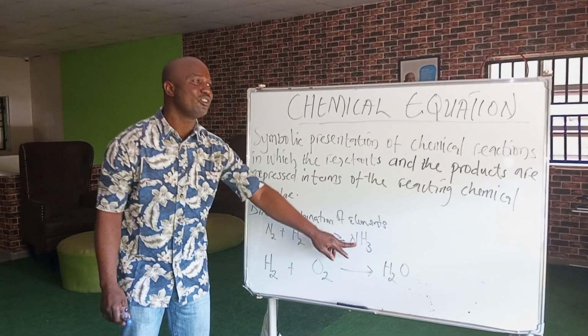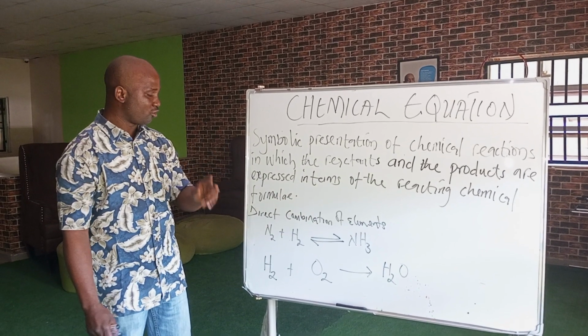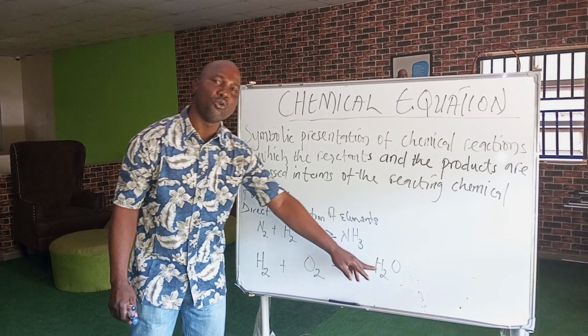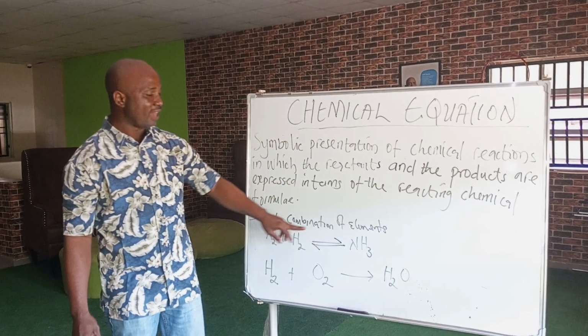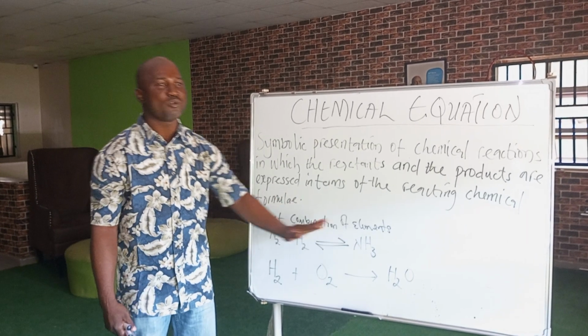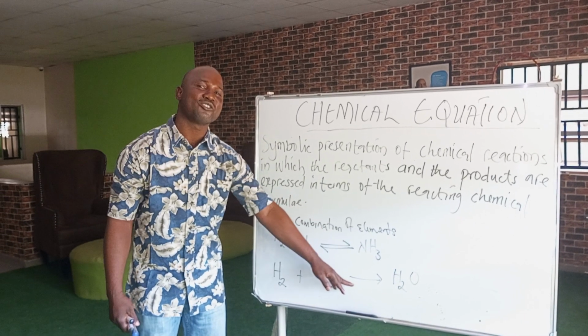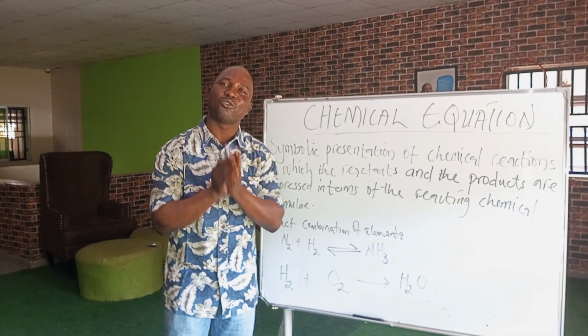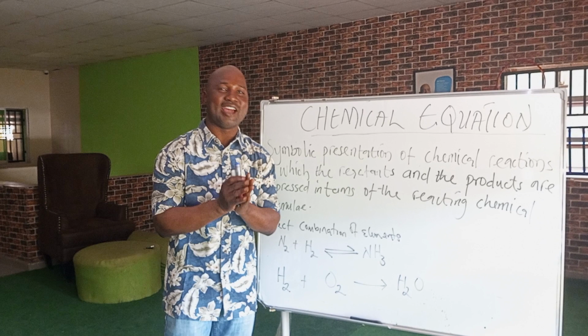Then of course we also have another direct combination of elements, which has to do with hydrogen plus oxygen to give you water. Now take note that this has two half arrows in reversible direction, showing that this reaction is reversible, and this reaction is irreversible. What I'm going to do quickly now is teach you how to balance this equation. Stay put and learn from this.